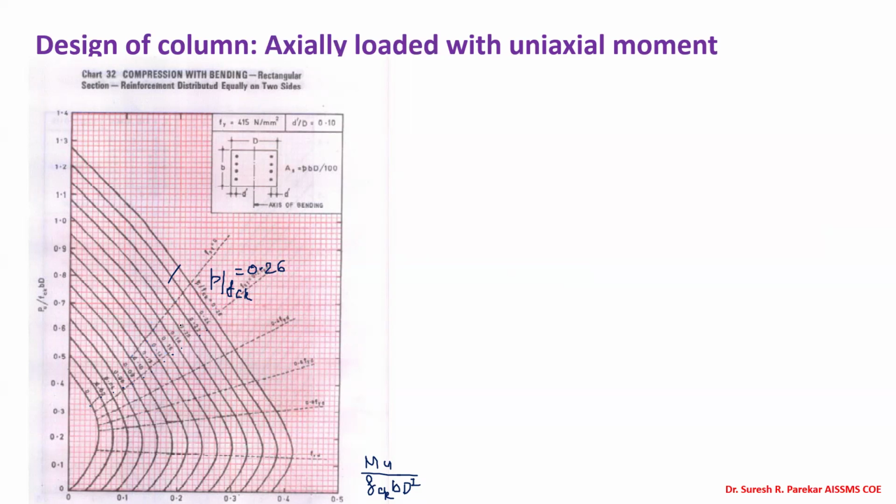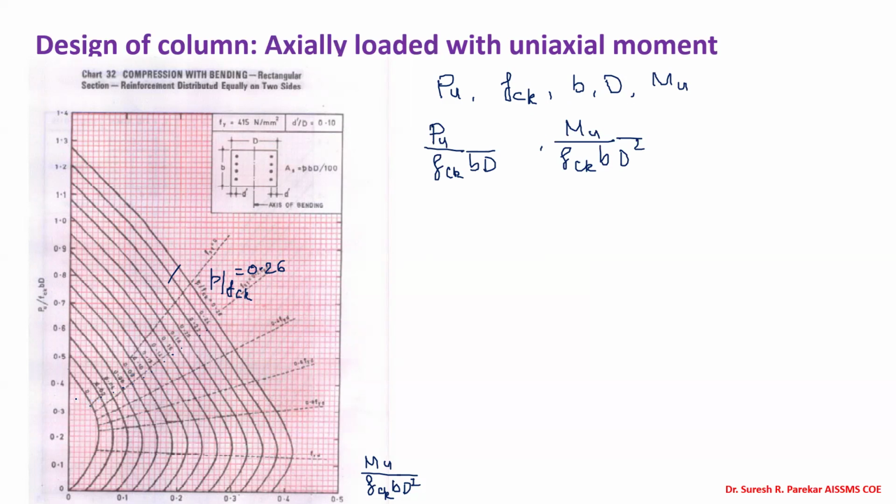Now how will we go for this? You are given the value of Pu, fck, B, D, and Mu. In this case you have to find the value Pu upon fck bD, and you have to find Mu upon fck bD square.